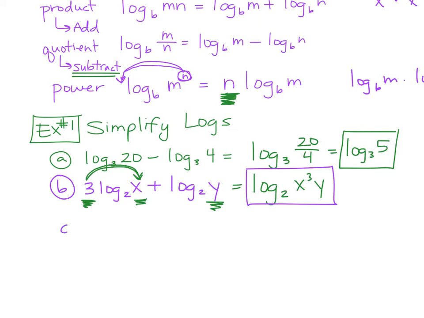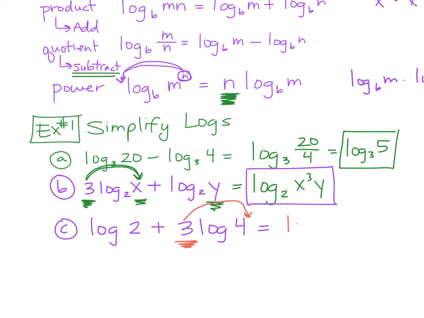Next one, letter C. We have log 2 plus 3 log 4. Log 2 plus 3 log 4. Okay, so we're adding, which means we're going to do what with our numbers? Multiply. So when you're adding, you're going to multiply. Notice this 3. Where's that going to go? Exponent. We're going to take it and we're going to move it to an exponent to the 4.